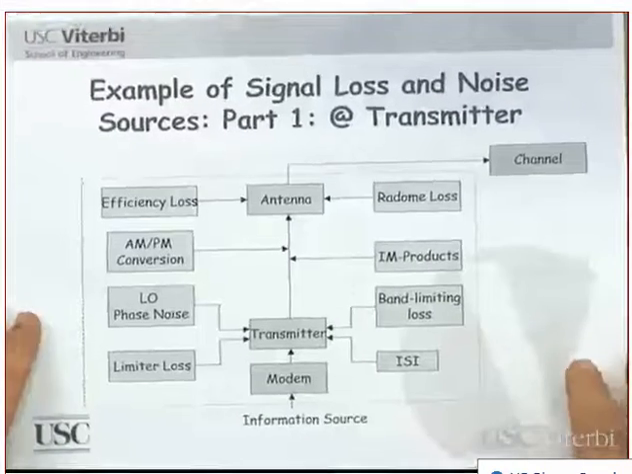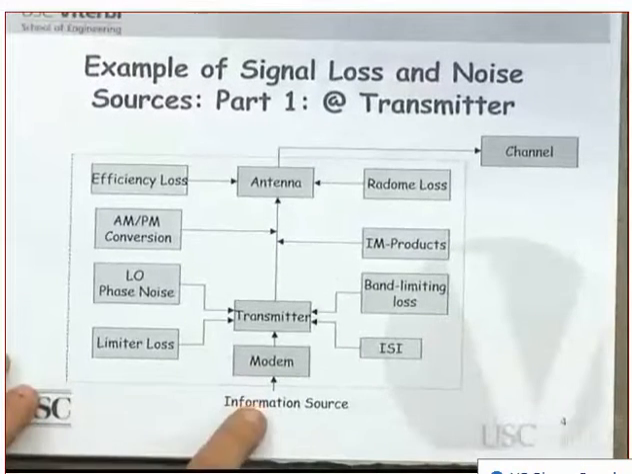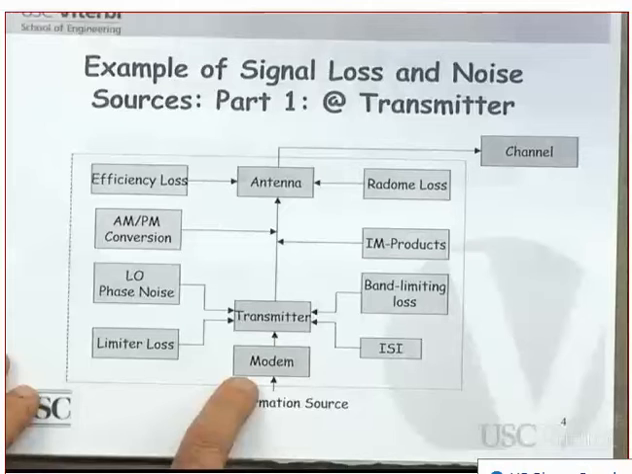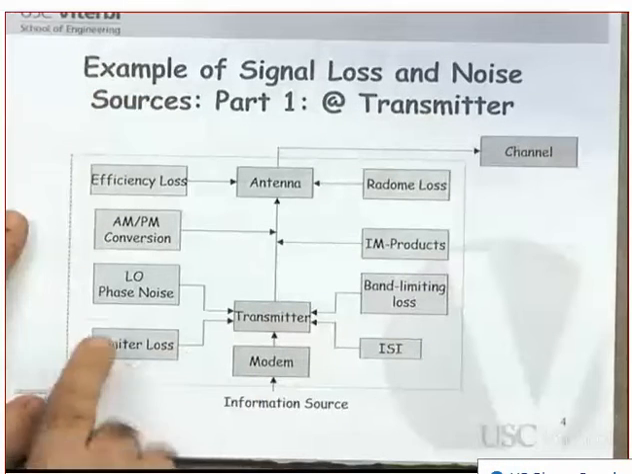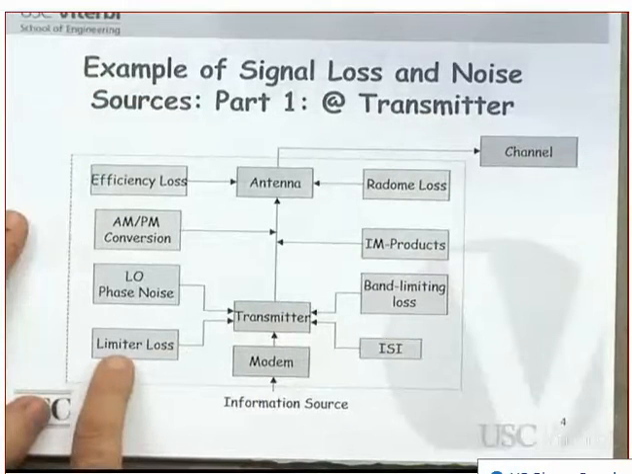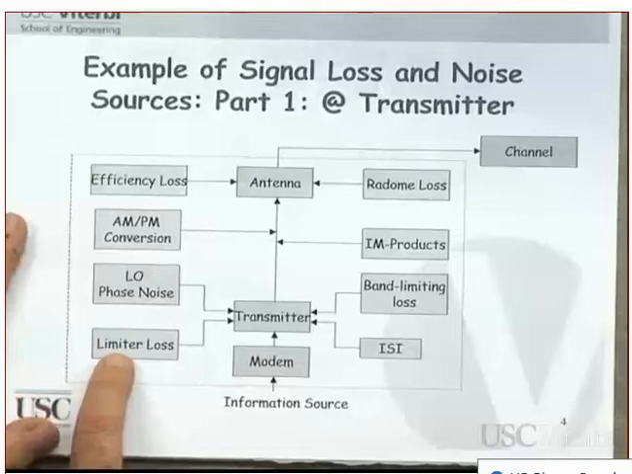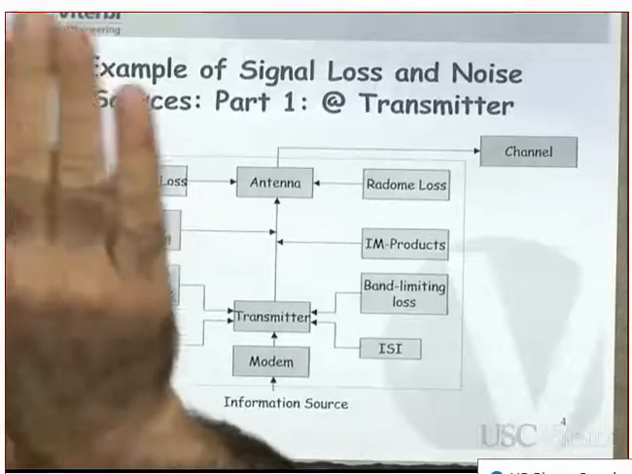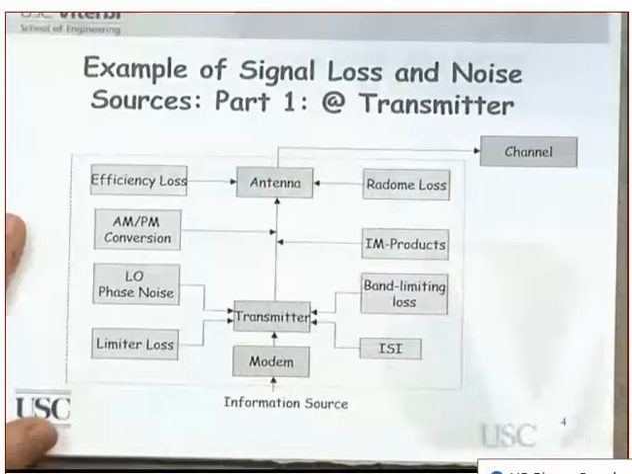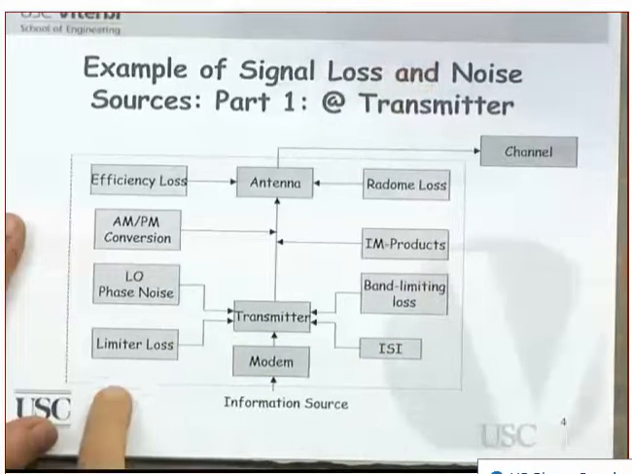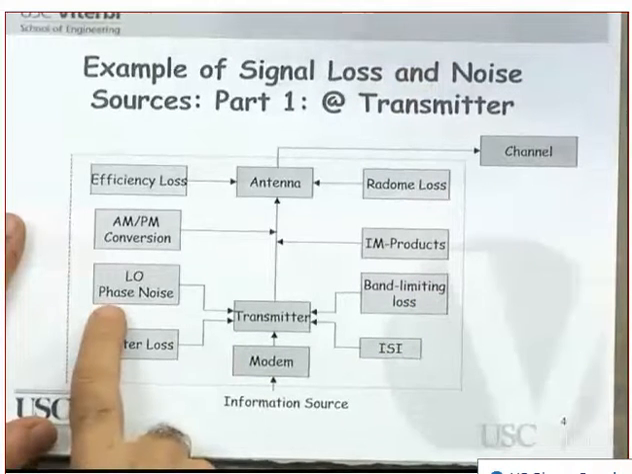I want you to see at the transmitter. This is the transmitter information. This is the modem. This is the transmitter. All types of losses. Limiter losses. What does limiter loss mean? If you are transmitting using FM, the amplitude is supposed to be constant. Sometimes you will see some variations in the amplitude. You need to use a limiter to cut them off. That's the limiter loss.